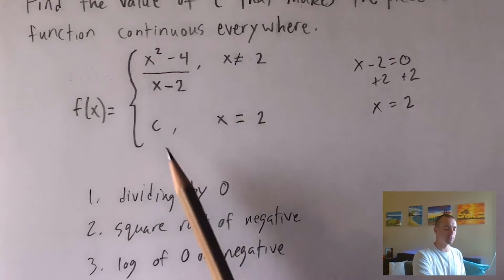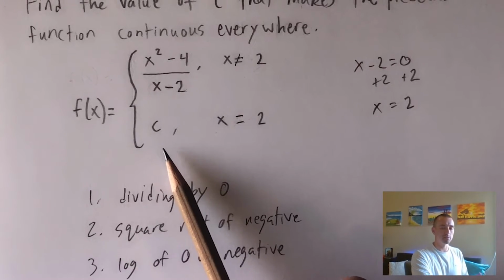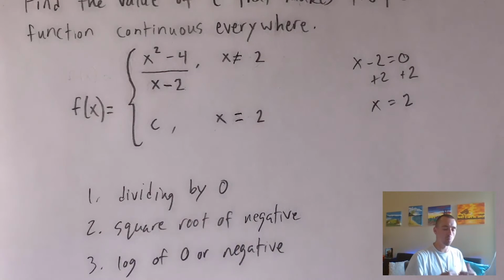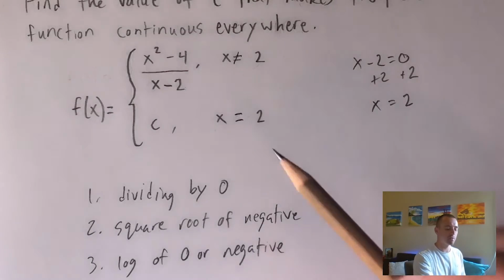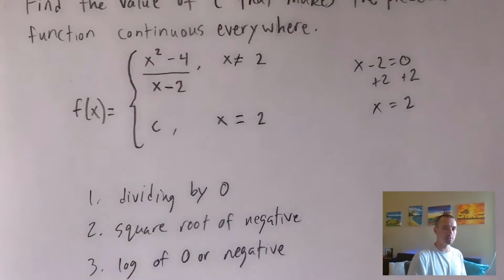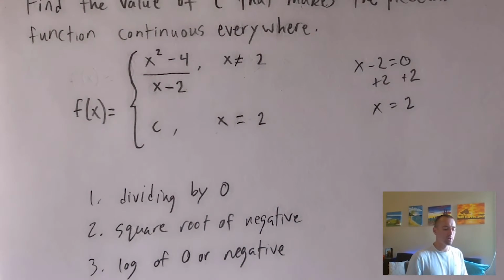Now we also want to consider this other piece of our piecewise function. Well, this piece is just a constant, right? Like y equals some constant. We know that a constant function is continuous everywhere. So even if this wasn't restricted to just x equals 2, this function would be continuous for any x value. Therefore, it's definitely continuous for x equals 2. So we know that both pieces of our piecewise function are continuous within their domain.